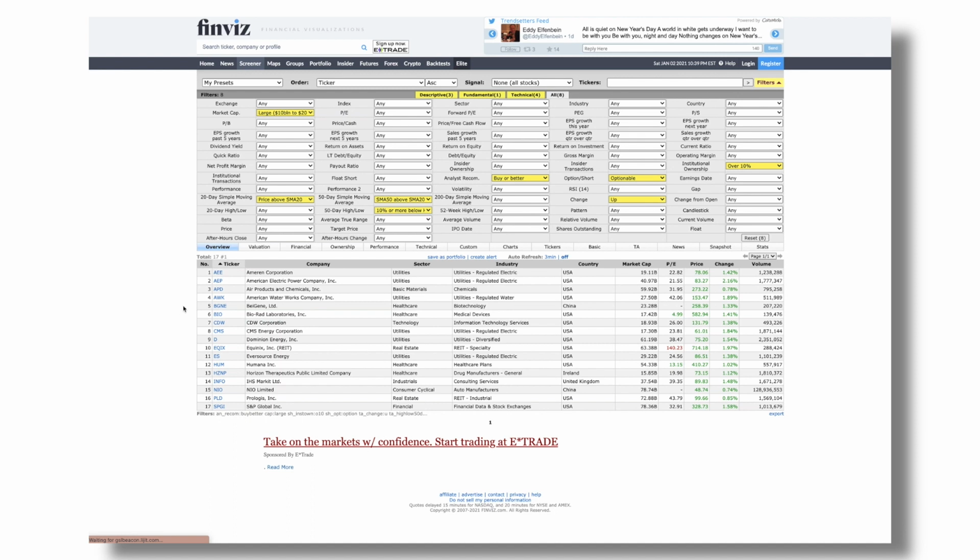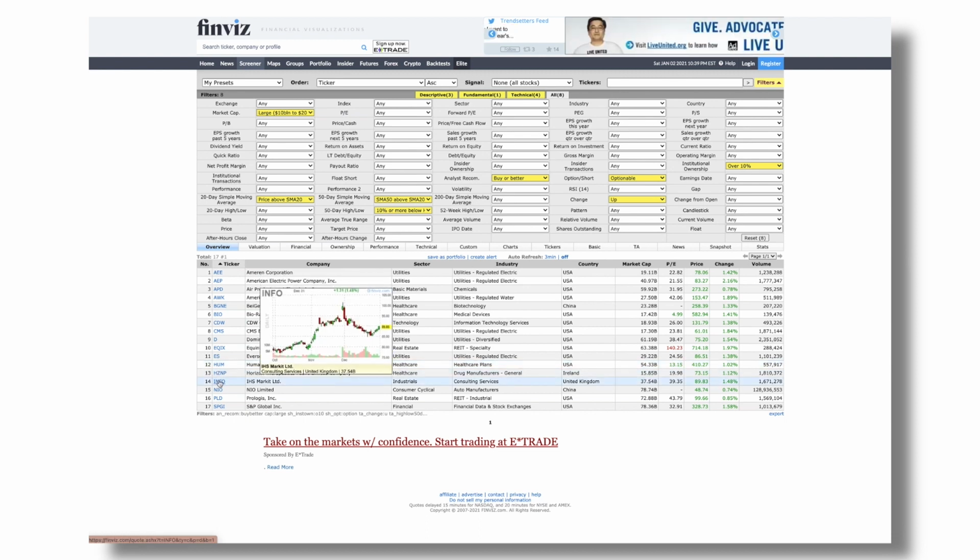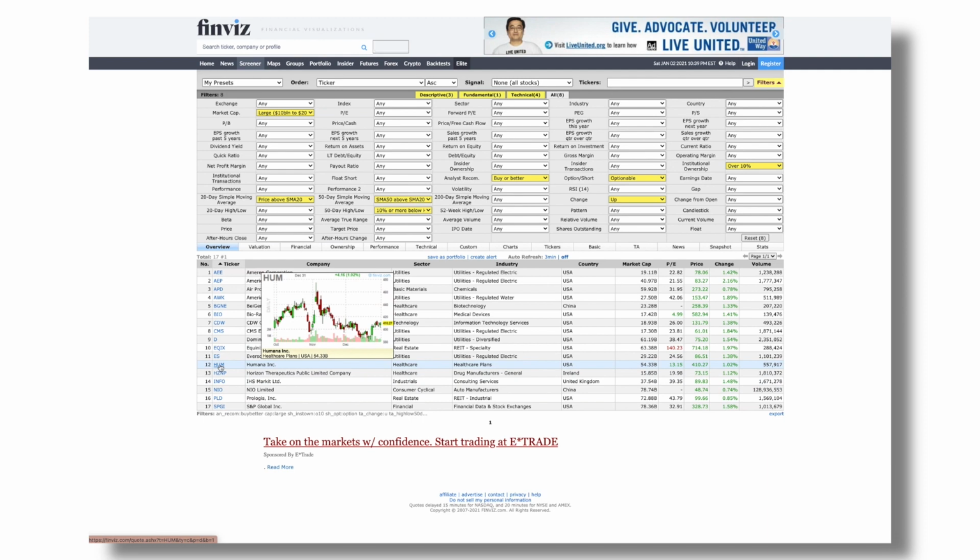For example, just on this list, I've never heard of AWK. I've never heard of APD. Humana, we were talking about Humana just a couple of days ago in a voice chat, actually. So that's interesting. Some of these I've never heard of, and it would be interesting for me to go in and do a little bit more research on it, right?